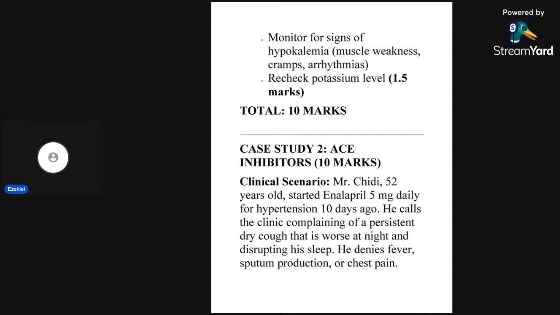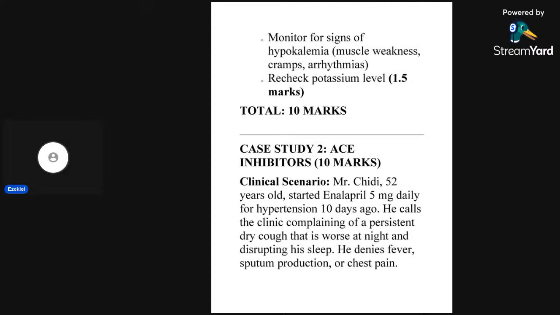So now, case study 2, we are going to be testing our knowledge on ACE inhibitors. Mr. Chidi, please somebody inform Esther to delete her mat number so I don't end up removing her from this meeting.